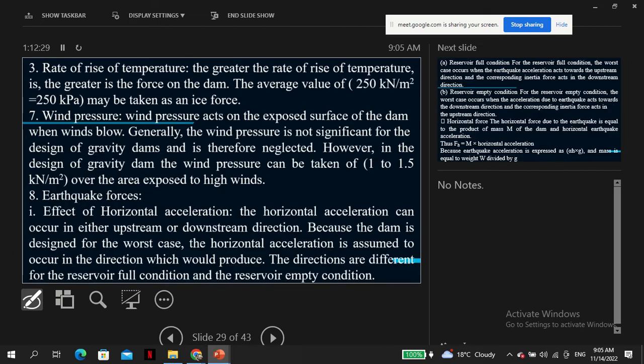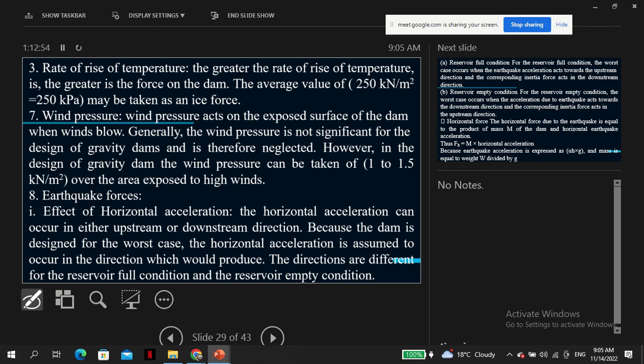Now here, earthquake forces. Again, in Kenya we don't need this much, but you still need to have an idea, because somewhere else you might need the information. The effect of horizontal acceleration, actually we need it, but not that much, because minor earthquakes have occurred in Kenya.